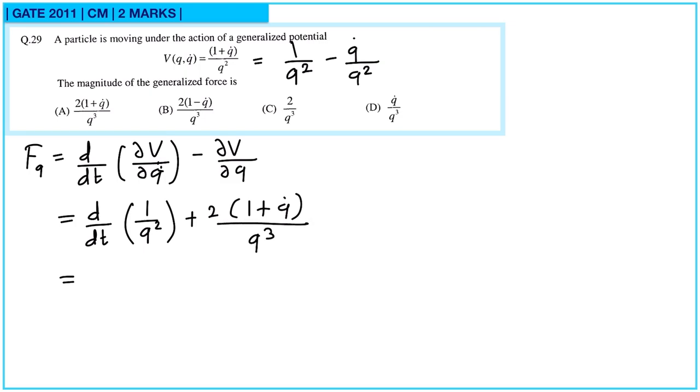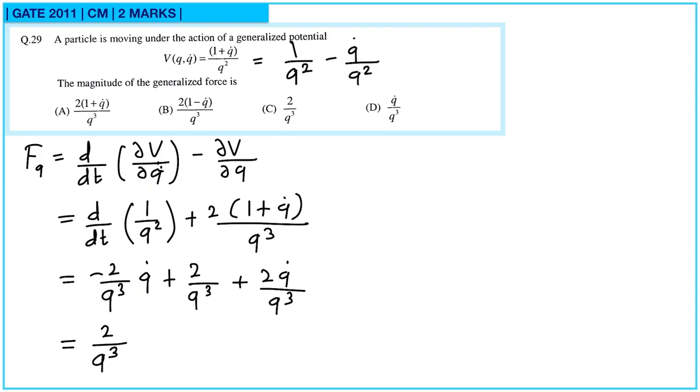So this is equal to d by dt of 1 by q square, which is minus 2 by q cube into q dot. This can be written as 2 by q cube plus 2q dot by q cube. So the first and third term will cancel out and that is equal to 2 by q cube. So option C is correct.